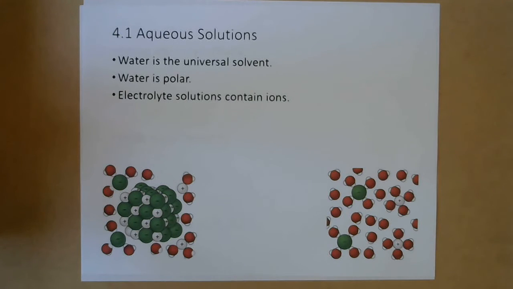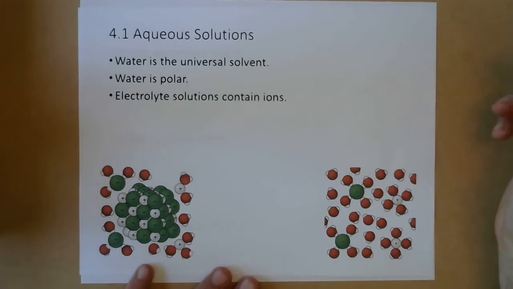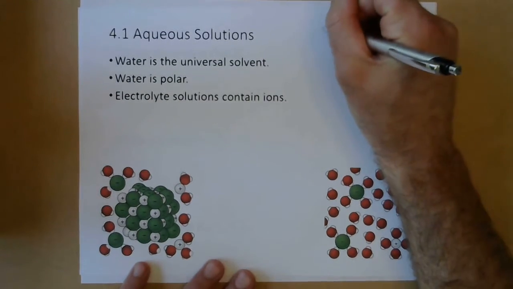Aqueous solutions are solutions where water is the solvent. So water is really good at dissolving things. A lot of things can be dissolved in water, so it's sometimes called the universal solvent because it is so good at dissolving things. We want to find out why water is so good at dissolving things. We're going to look at its structure.